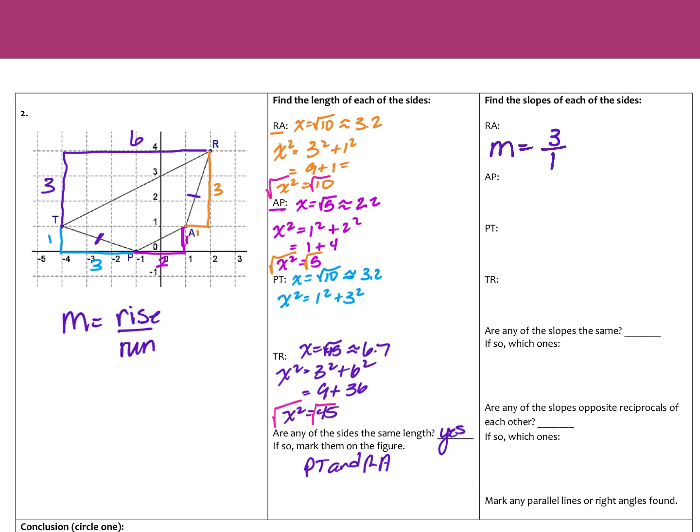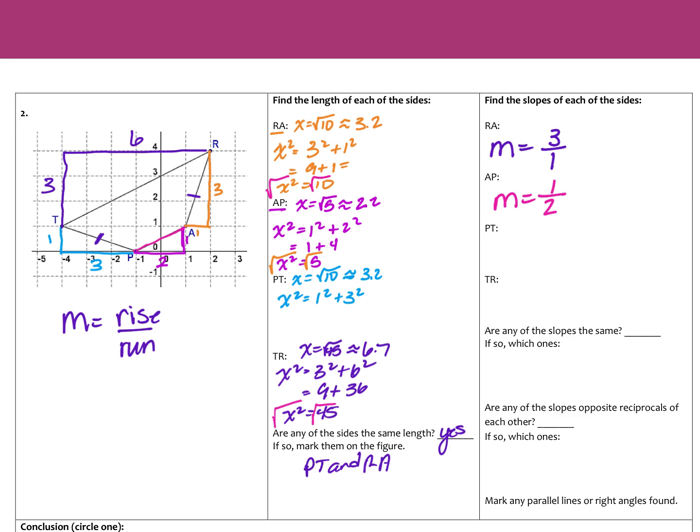Okay? So for AP, where's AP? There's AP. What's my slope there? What's my rise on my slope? My rise is 1, and my run is 2. And is that a positive or a negative? From here to here, is it going up or is it going down? Up, so that's positive. It's always left to right. Are we okay with that? Always from left to right, okay?